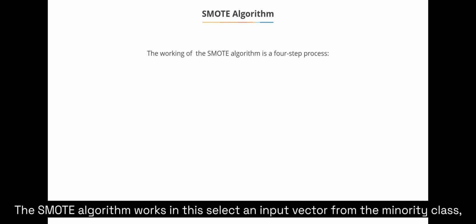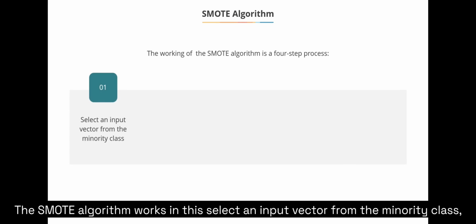The SMOTE algorithm works like this: select an input vector from the minority class, find its k nearest neighbors, build a line joining the point under consideration and the chosen neighbor, place a synthetic point anywhere on the line drawn, and repeat steps 1 to 4 until data is balanced.